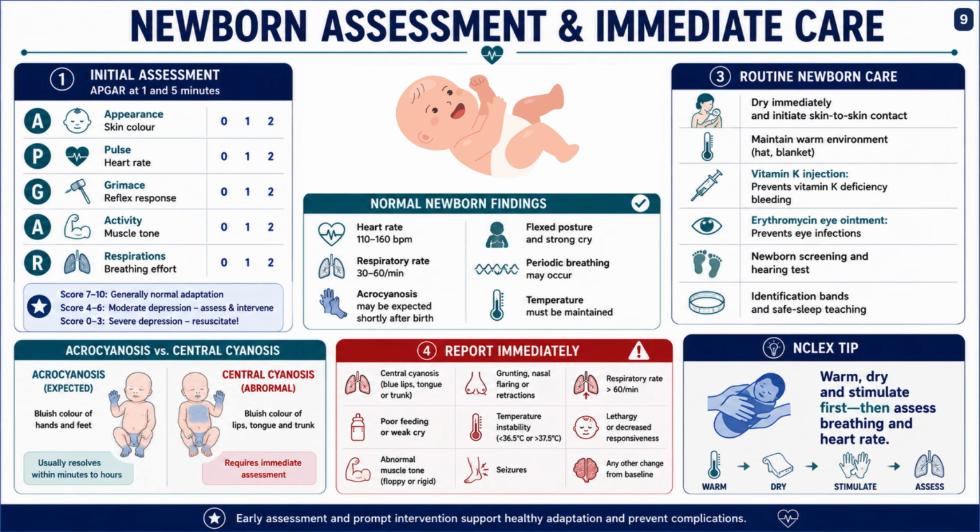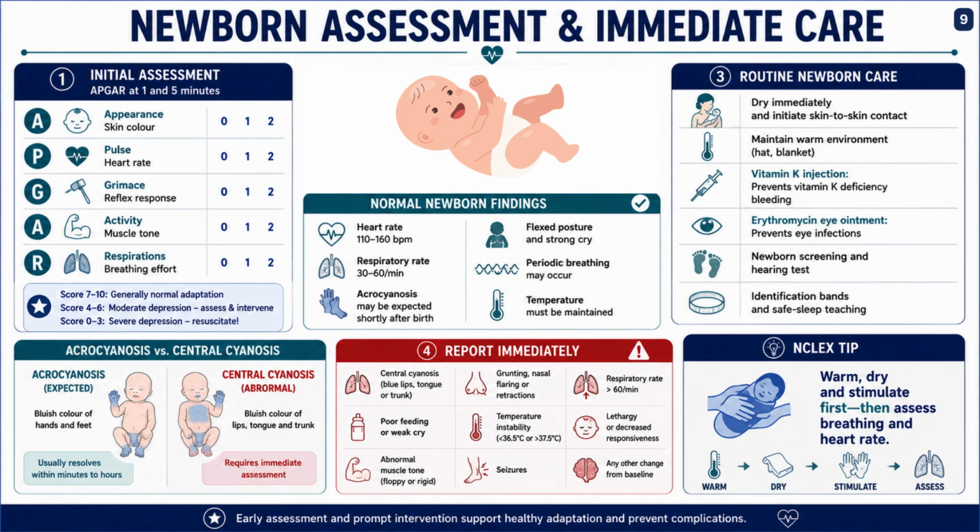A score between 7 and 10 generally suggests that the newborn is adapting well. However, the APGAR score is used to describe the newborn's condition and response to resuscitation. It should not delay immediate interventions when the baby is not breathing effectively.